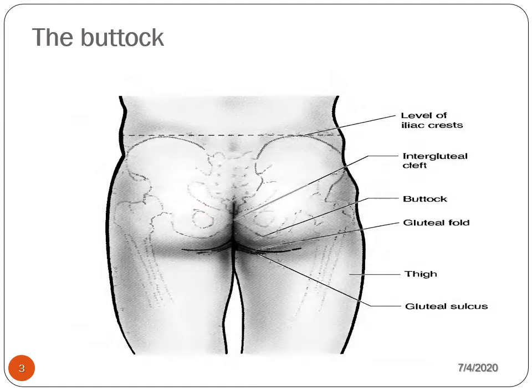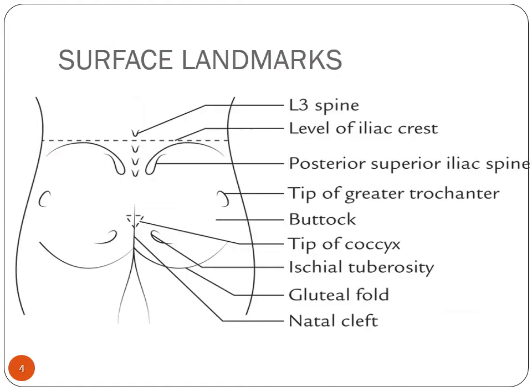Now, important bony surface landmarks. First, the L3 spine. You see this is the highest point of the iliac crest. It corresponds with the fourth lumbar vertebra. This is L3, this is the fourth lumbar vertebra. This helps in counting the vertebral spines for lumbar puncture. Between L3 and L4, this line is helpful for counting the lumbar vertebrae and for lumbar punctures.